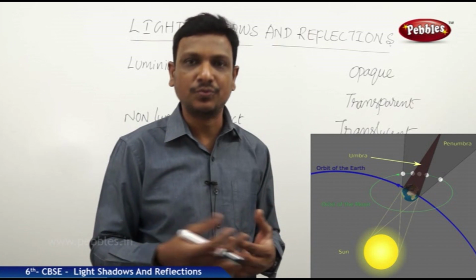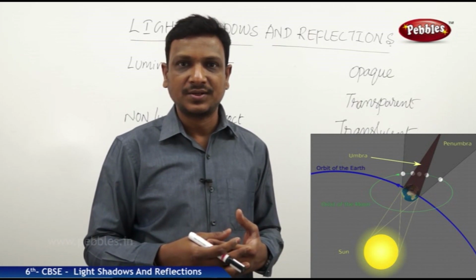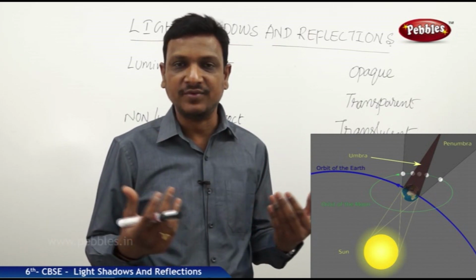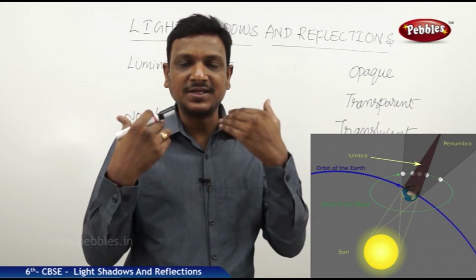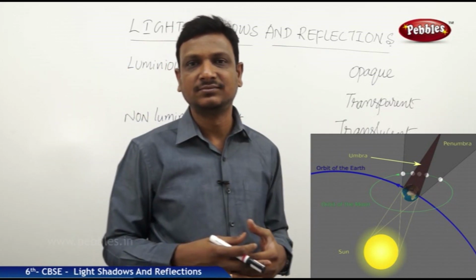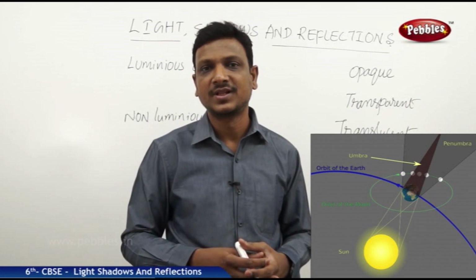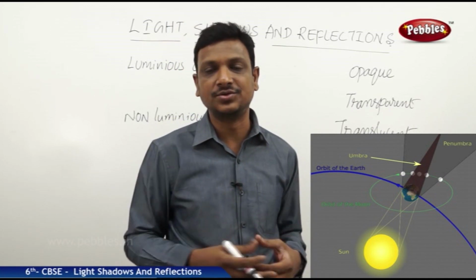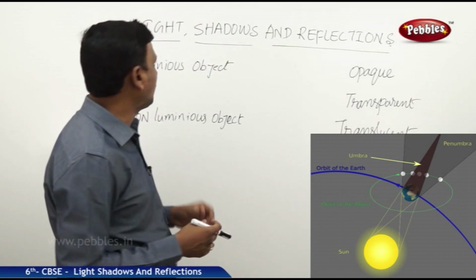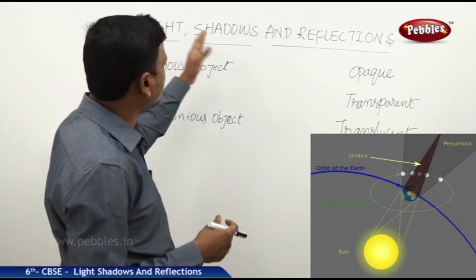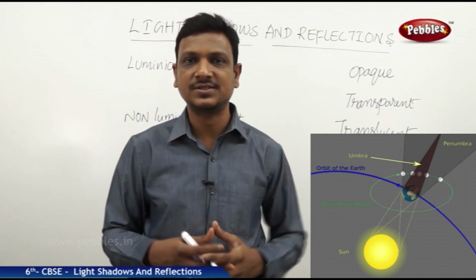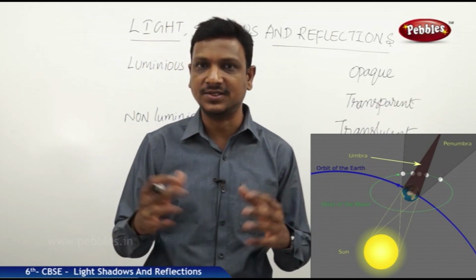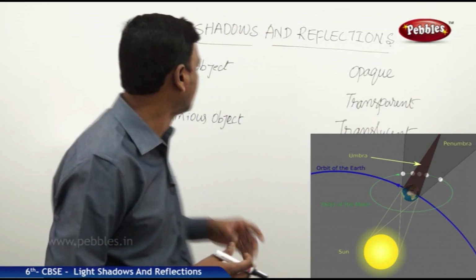I am looking at you. You are looking at me. How is it possible? The light falling on my face, that light is reaching your eyes, then you are able to see me. So that is the way how light helps us to see the things. So when we talk about the light and the shadows and reflections, we need to know the meaning of certain terms. We should be familiar with certain terms. Let's see what are those terms.